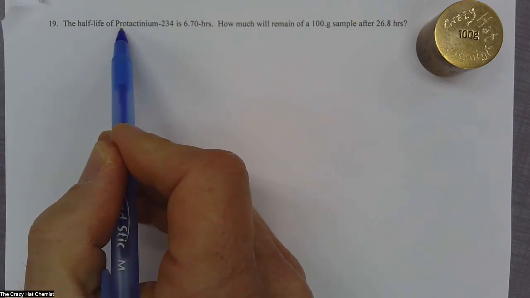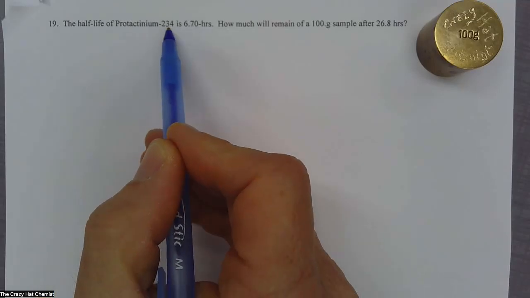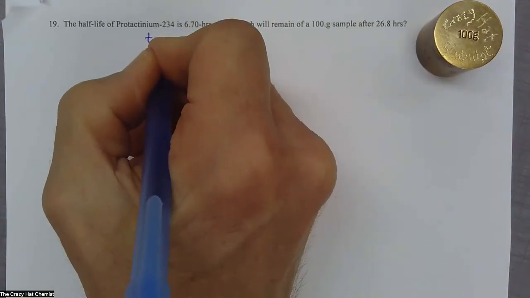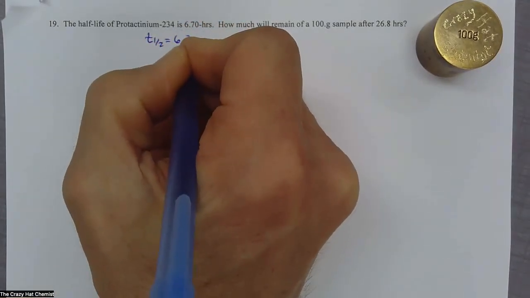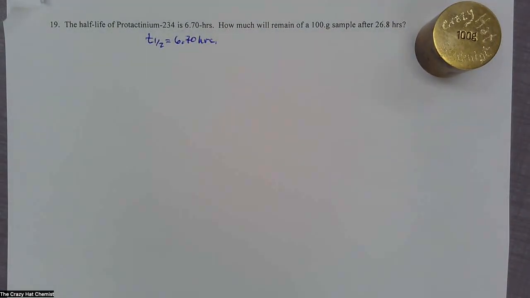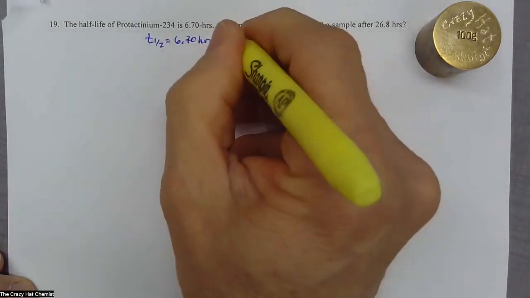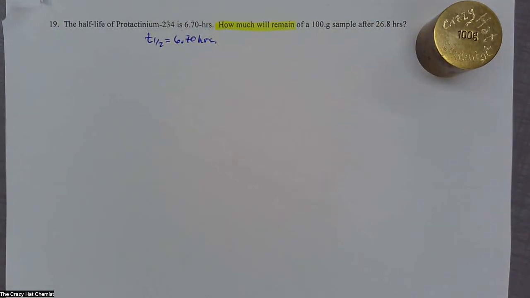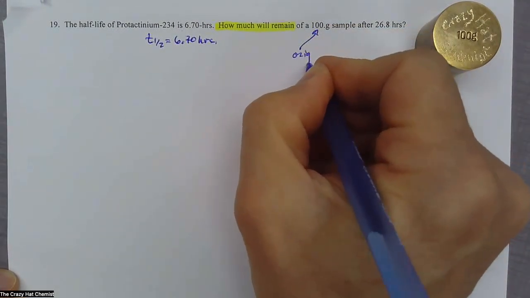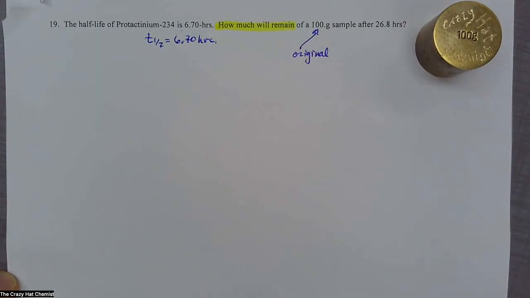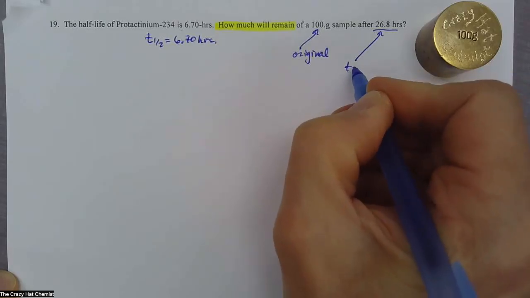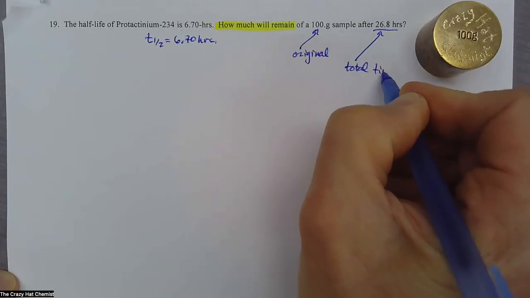It says the half-life of protactinium-234 is 6.70 hours. So that's T of 1/2 is equal to 6.70 hours. How much will remain? That's what we are actually solving for. How much will remain of a 100-gram sample? So this is the original amount. And then we have after 26.8 hours. This is the total time.